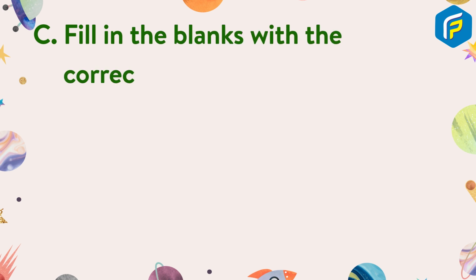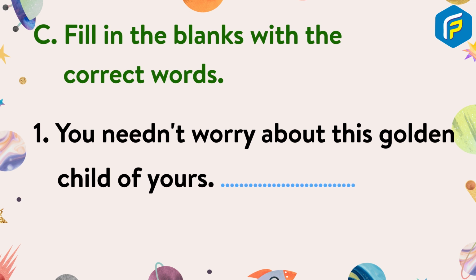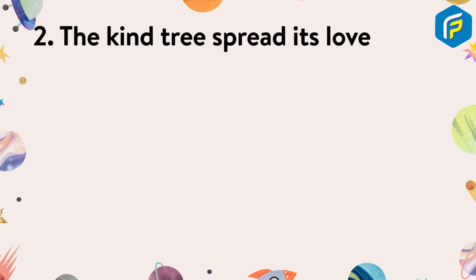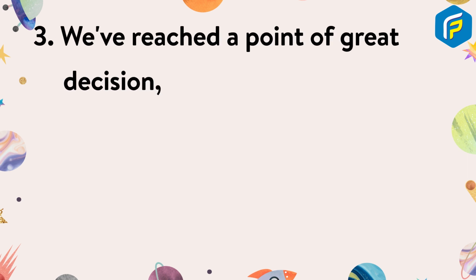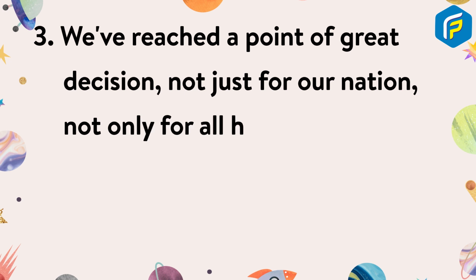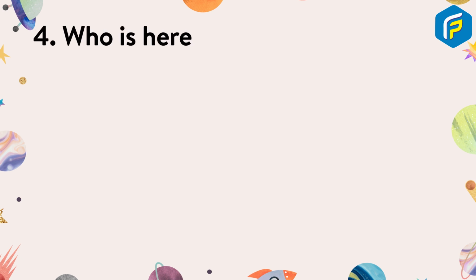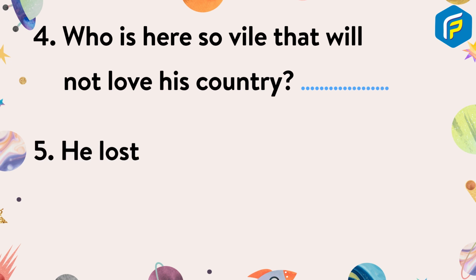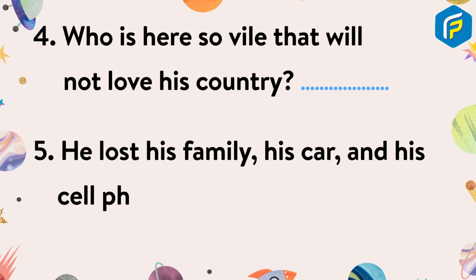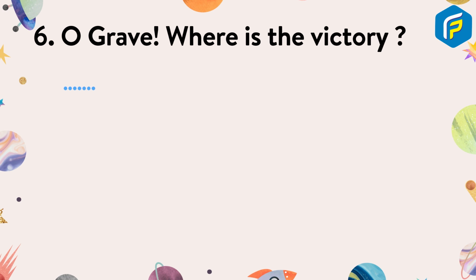Fill in the blanks with the correct words. 1. You needn't worry about this golden child of yours. Metaphor. 2. The kind tree spread its love and warmth on all those who sat in its shade. Personification. 3. We have reached a point of great decision, not just for our nation, not only for all humanity, but for life upon the earth. Climax. 4. Who is here so wild that will not love his country? Metaphor. 5. He lost his family, his car, and his cell phone. Anticlimax. 6. Oh grave, where is the victory? Exclamatory.